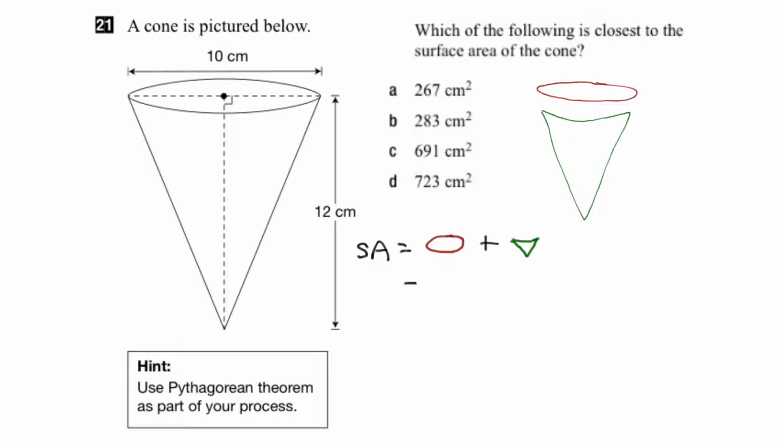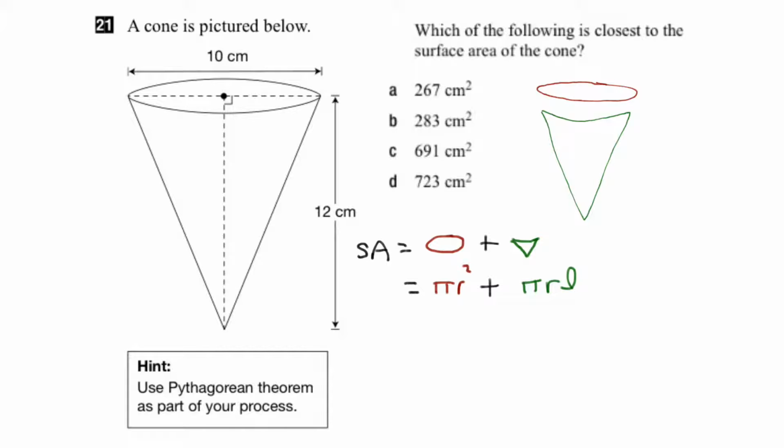Now we know what the area of a circle is. It's given by the formula pi r squared. And we also know what the formula for the lateral surface area of a cone is. It's given by pi r L, where L is the slant height. So what we need to do is find values for r and for L.